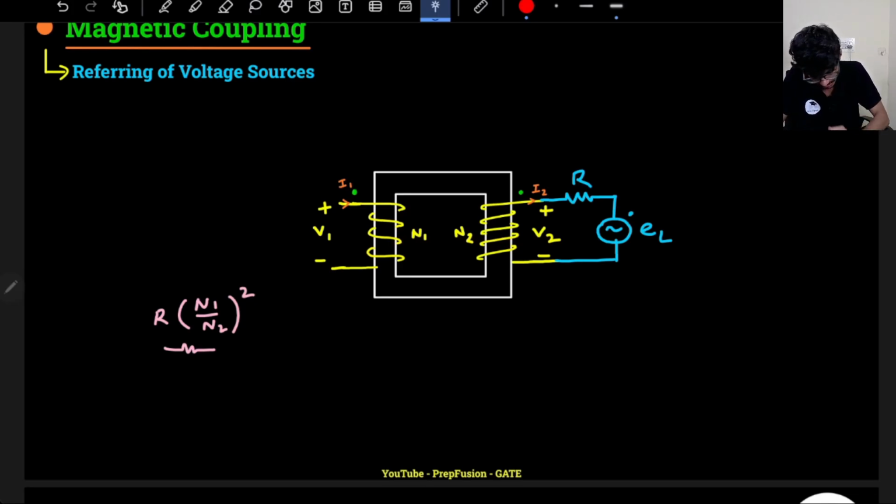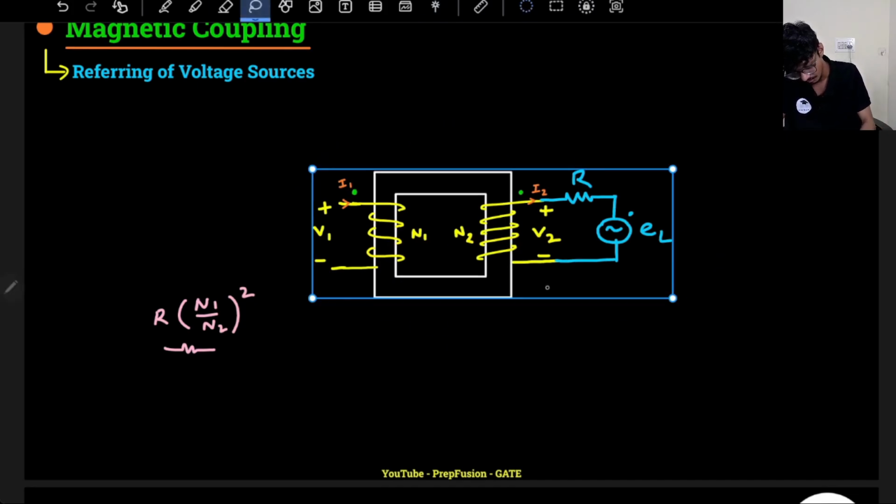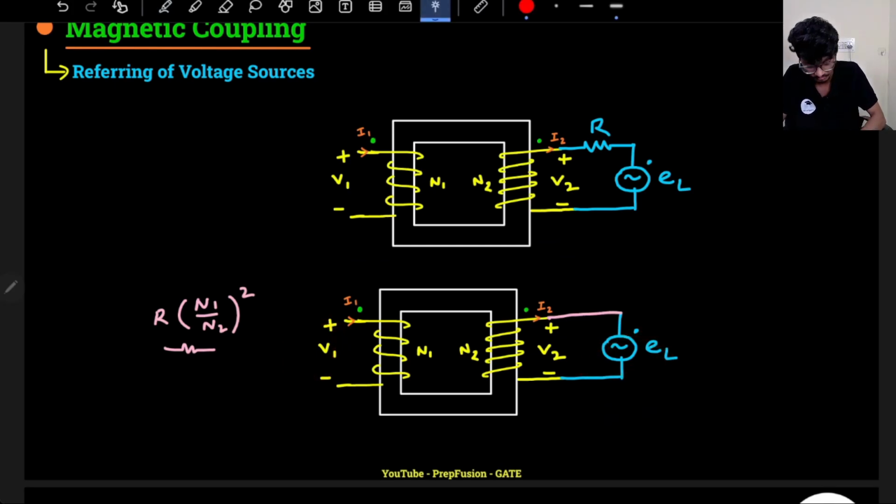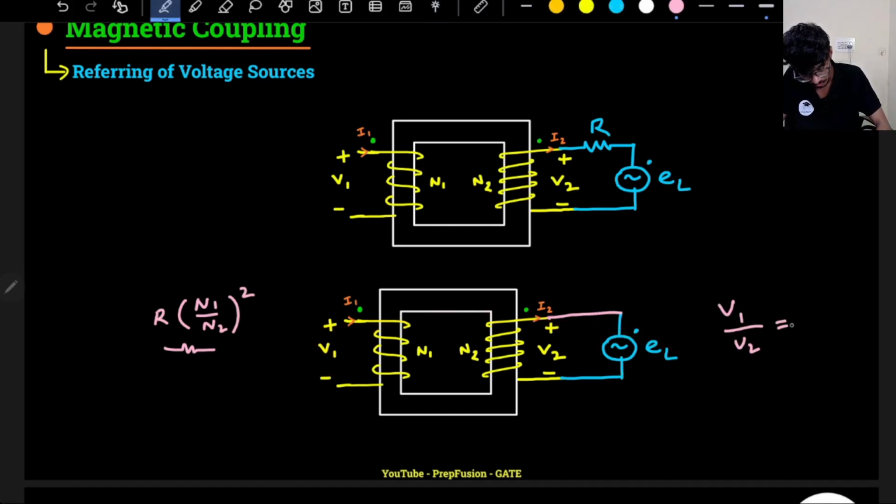So very simple thing is, let's assume that initially this resistor is not there. If this resistor is not there, and I want to refer this voltage in the primary, what will be the simple voltage equation? My v1 by v2, which equals e2 only, or EL only in this case, is equal to n1 by n2. So my v1 will be equal to what? V2 is EL, so EL into n1 by n2.